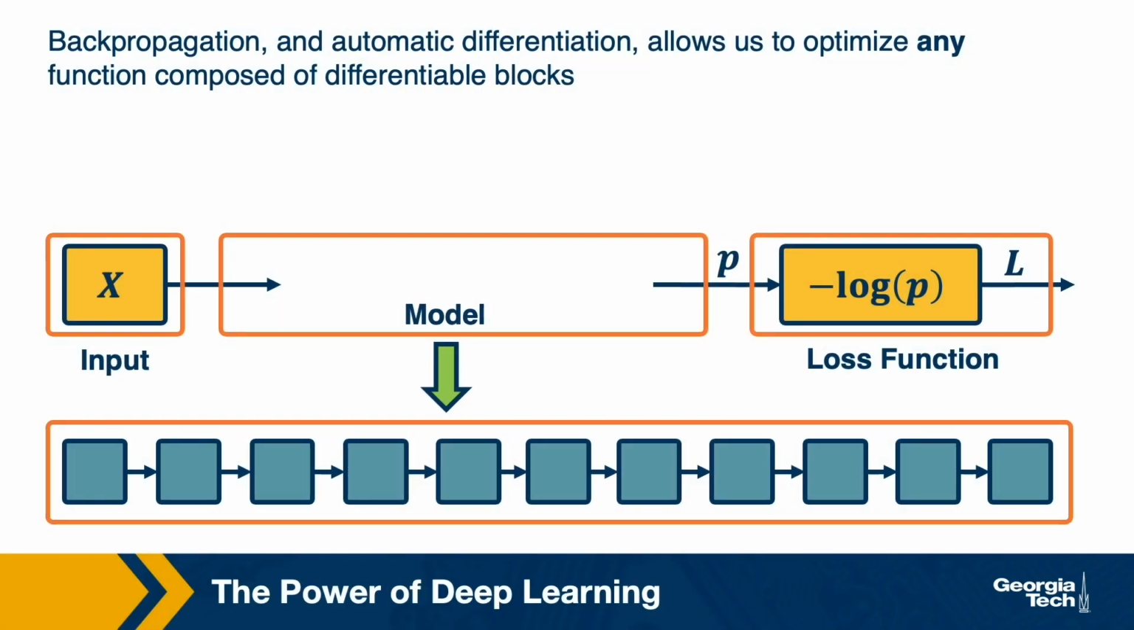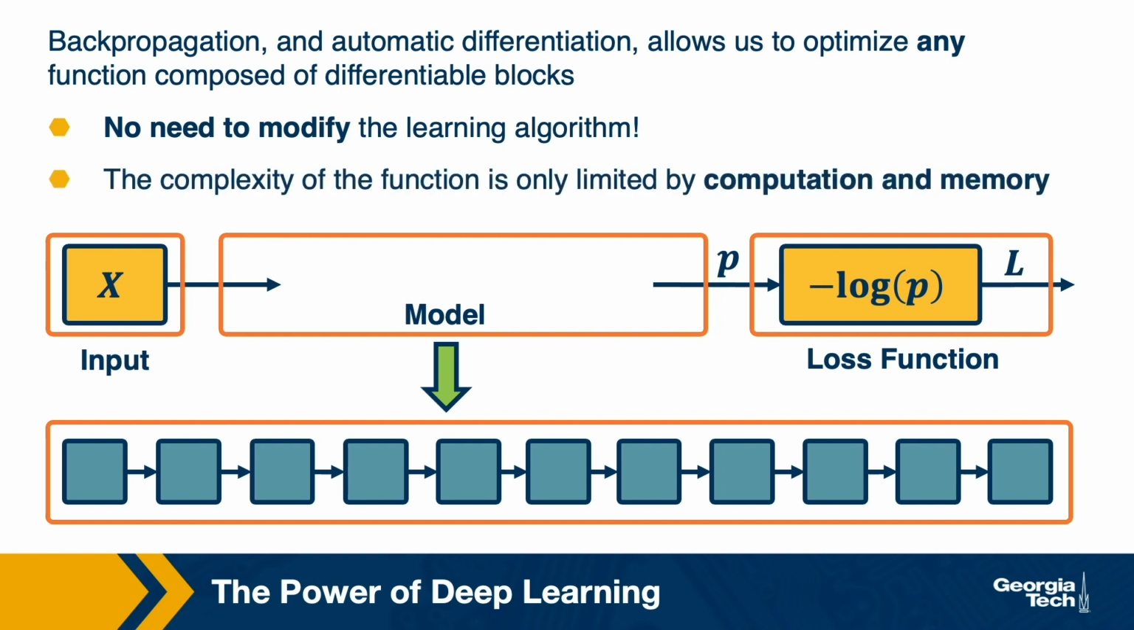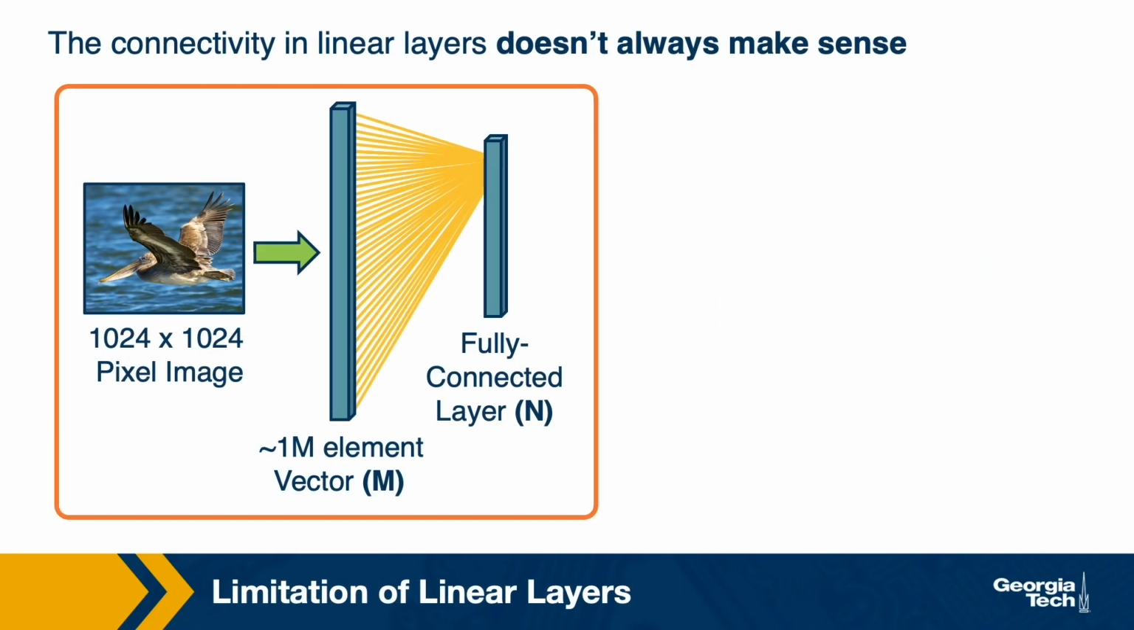Backpropagation and automatic differentiation allows us to optimize any function composed of differentiable blocks. There's no need to modify the underlying algorithm dependent on what the blocks are. And the complexity of the function is only limited by computation and memory. This is really the power of deep learning. However, different types of layers are appropriate for different types of input data. And the fully connected layer, which has a very specific connectivity pattern where each output node is connected to each input node, is not necessarily the best for every type of application.